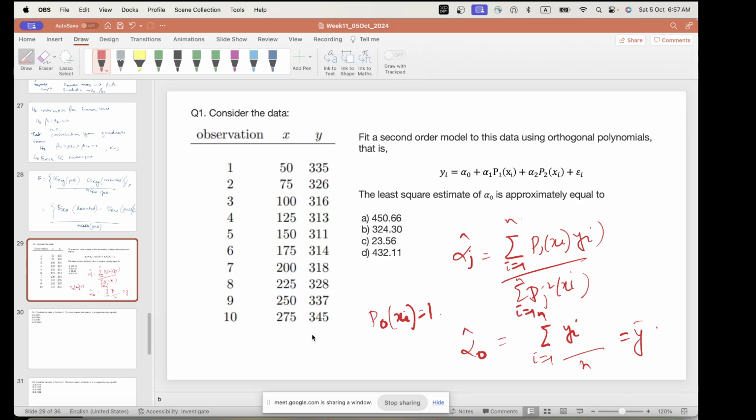So this sum actually comes to 3243. So the least square estimate is 324.30. All right. Okay, moving on.